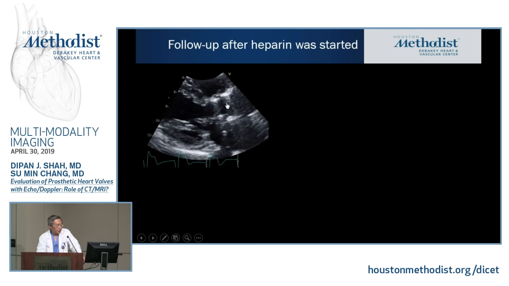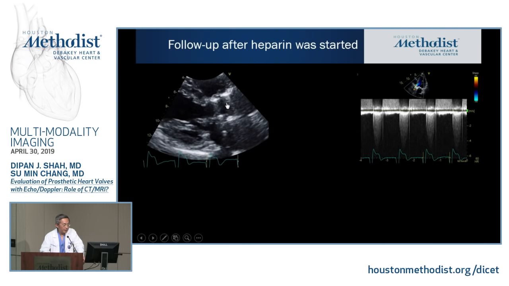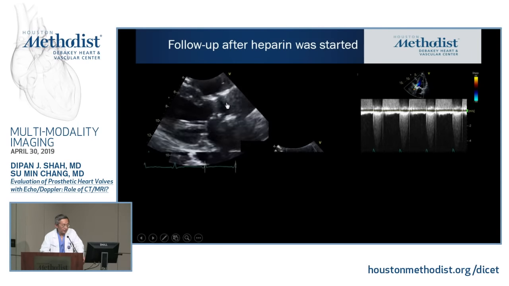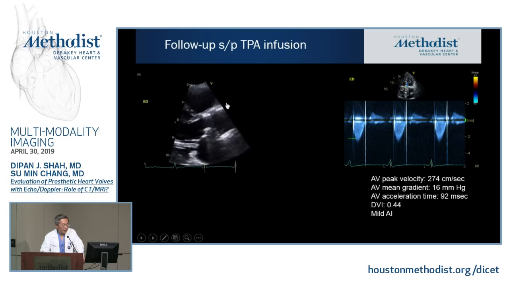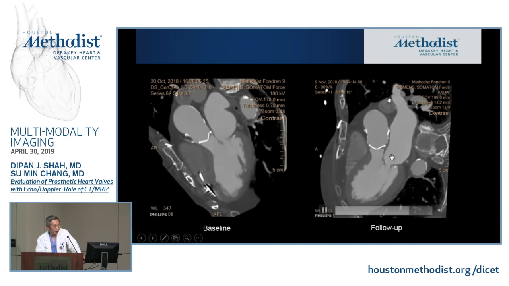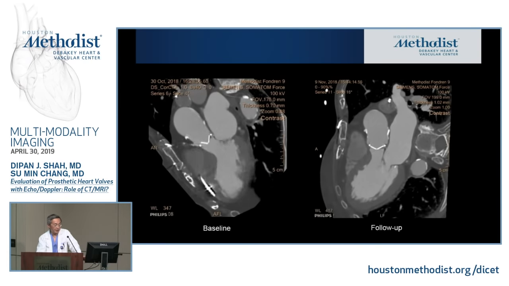All right, so she was started on heparin and then lytics because things didn't get better with heparin. So she got better. Peak velocity went from 5 meters per second to 2.5 meters per second. And you can see the one on top went away. That's probably clot. The one underneath is still there, preventing the leaflet from opening. I think this is one of the best cases we've ever seen.